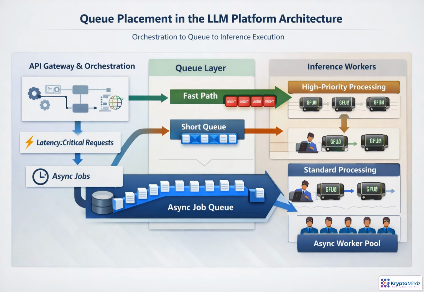Think of the queue as a traffic control layer. The gateway and orchestrator first classify each request: interactive, urgent, or background. Latency-critical calls may bypass durable storage entirely or enter a very short queue with deadline checks. Async work belongs in a durable queue where it can survive retries and bursts. Worker pools then pull jobs when GPUs are available, using priority and capacity signals. This protects fast user interactions while still keeping expensive model servers busy with batchable background work.